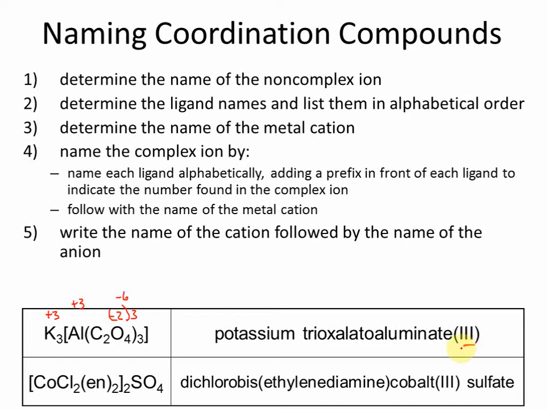The tri tells me that there are 3 oxalate ligands, and the ligand comes before the aluminate. Also notice that this name has 2 words, so there's a space between the potassium and the trioxaloaluminate. This tells me that the potassium is not bound to the aluminate. The potassium is my counter ion.